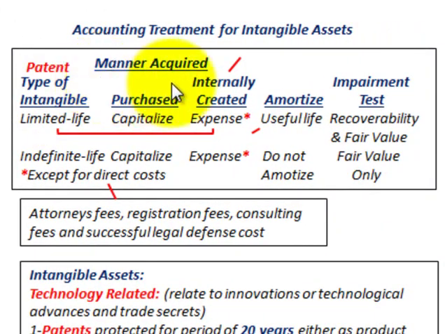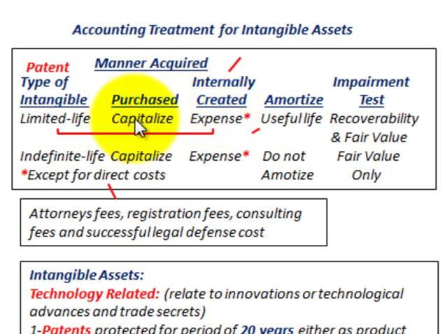So the first thing we have to do is understand the accounting treatment for these intangible assets, and we're specifically looking at the patent. As far as life is concerned, you have either a limited life intangible or an indefinite life intangible, and in our case we're going to be looking at the limited life case. And you could either have purchased this patent, or, in our case, we're going to be looking at the internally created or developed patent.